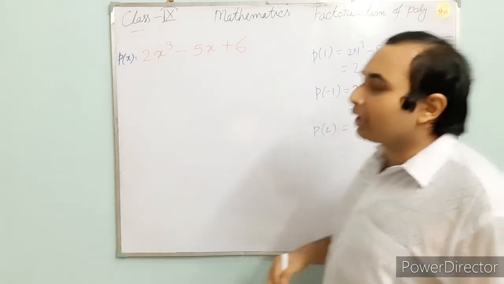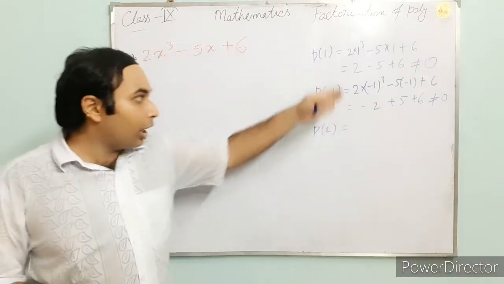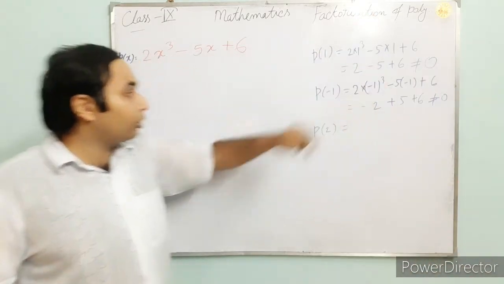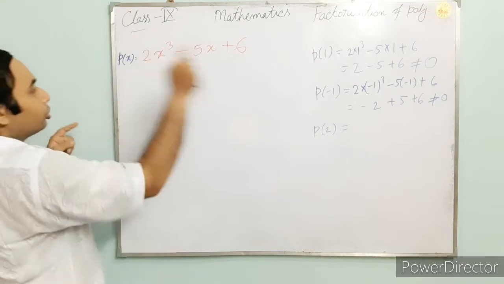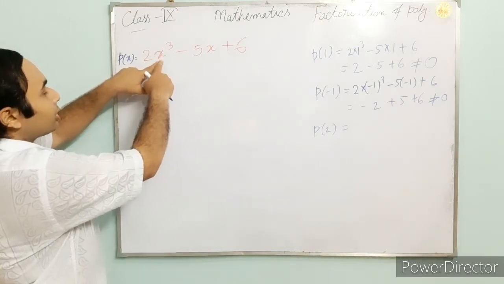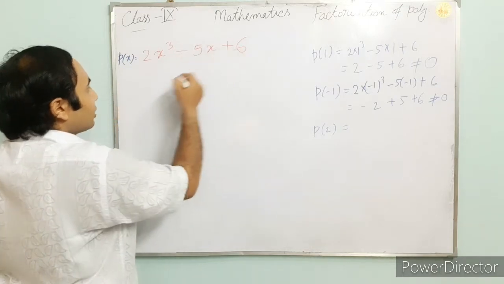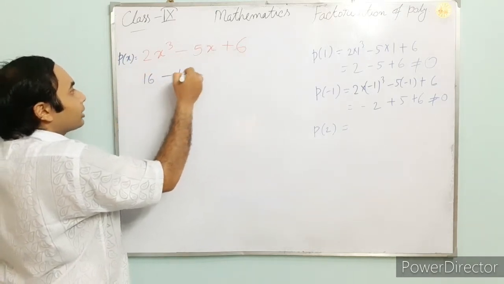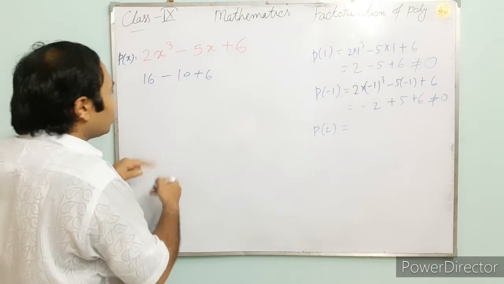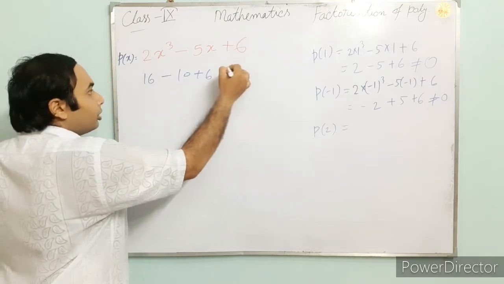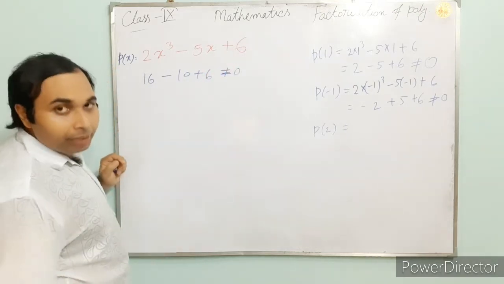Now how to do the mental calculation? Just see. For 1 I have shown the process. Now 2. Whenever you take 2, 2 cube is 8. So 8 times 2 is 16, minus 10 plus 6. Now you write that: 16 minus 10 plus 6. Is it coming 0? No. It is not coming 0. So leave it, forget about it.